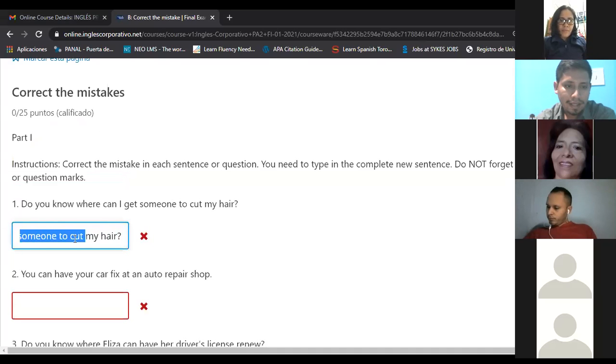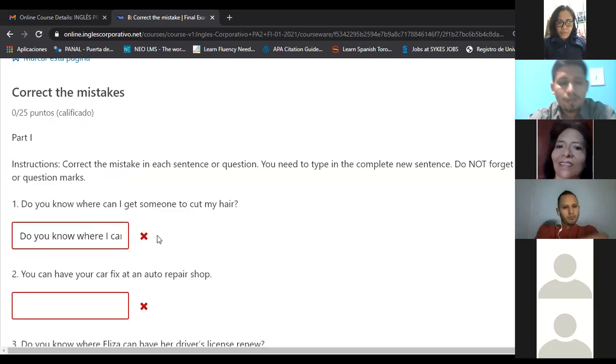Do you know where I can get someone to cut my hair? In this case, it is supposed to be correct. The sentence is correct, but it's showing a wrong answer. So I will try to report that sentence. Maybe there could be a mistake. No, not a mistake, it's just an error from the platform because the sentence is right.